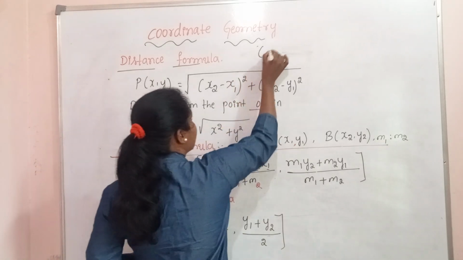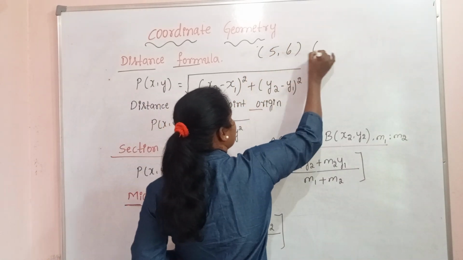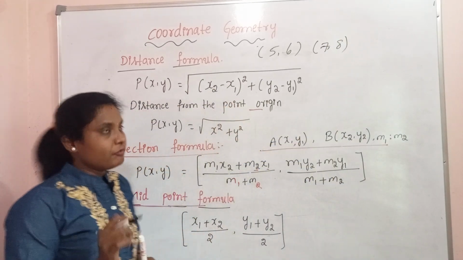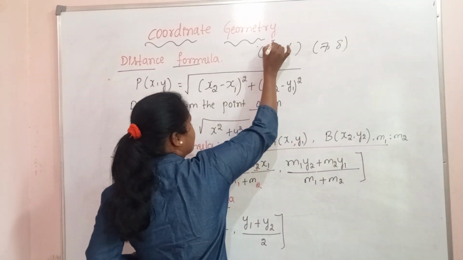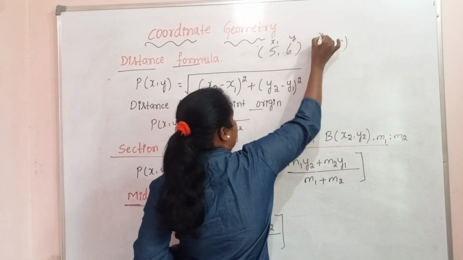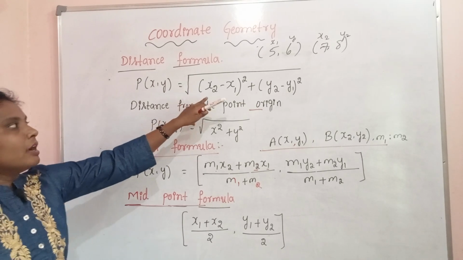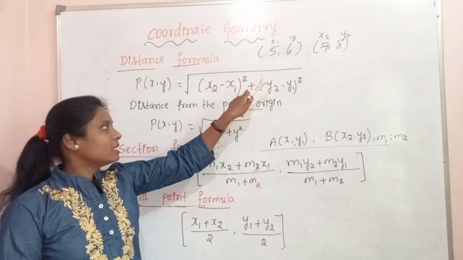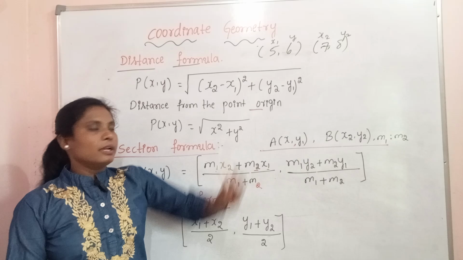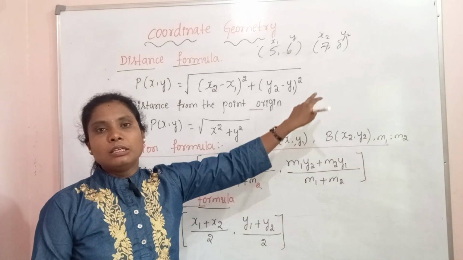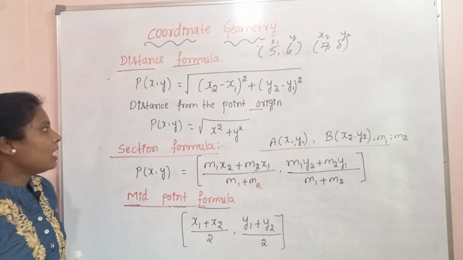They give the points 5 comma 6 and 7 comma 8. That time we need to name the points as x1 y1 and x2 y2. So afterwards we have to write the x2 and x1 values and y2 and y1 values. We need to simplify the numbers. Afterwards we'll get the answer.